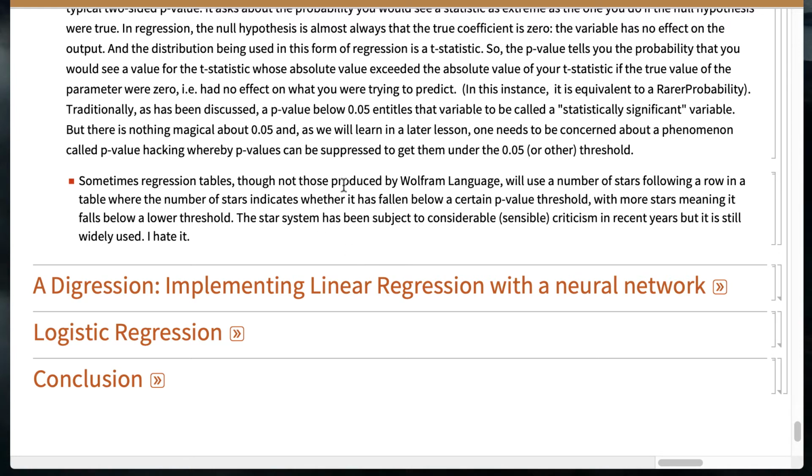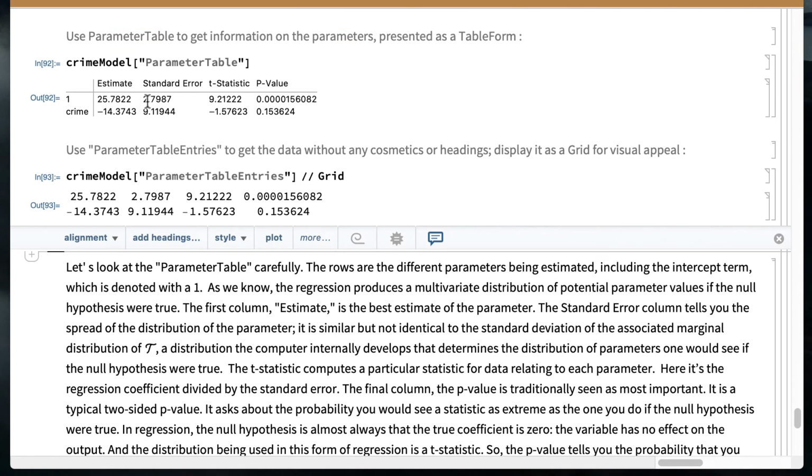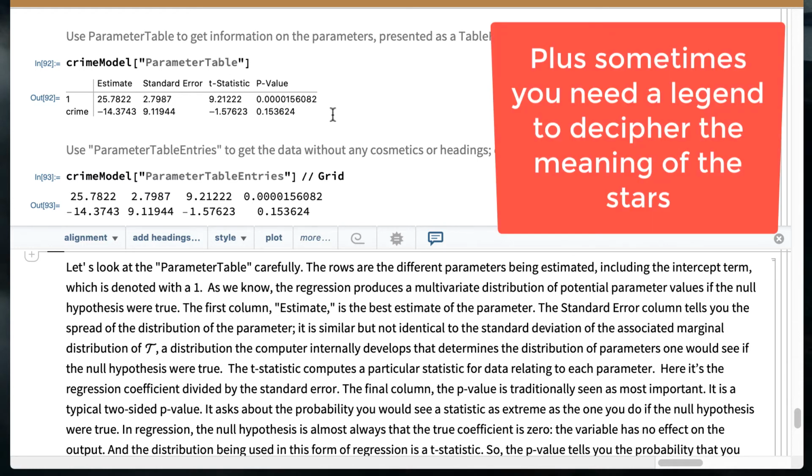Right, let me talk about stars. Sometimes in the table, there will be a star at the end, or maybe 2 stars at the end of the p-value, and that classifies p-values according to their smallness. Oftentimes, if it's 0.05 or less, you get 1 star, and if it's 0.01 or less, you get 2 stars. I am not a big fan of the star system because I think the cutoffs are arbitrary, and I think you should just be able to look at the p-value. That's a lot simpler.